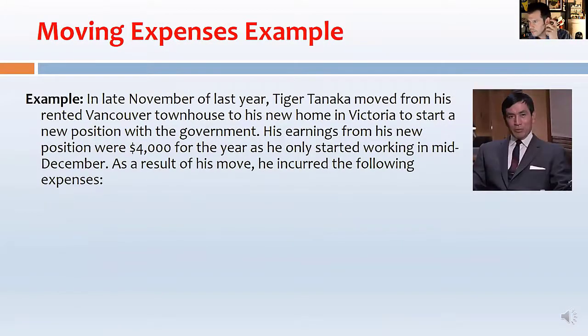So here's an example. This is so boring. Okay, so we've got this guy, Tiger. He moves from a Vancouver townhouse to his new home in Victoria. He wants to start a new position with the government. Hey, this is a common move. Because he moved in late November, he only made $4 grand for the rest of the year. His income from employment was $4,000, because he started working in mid-December.